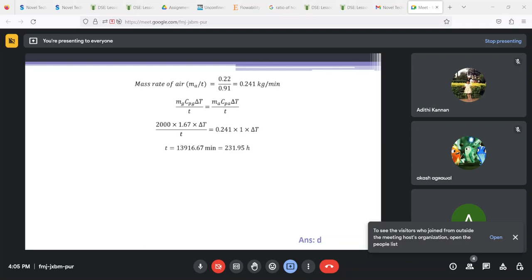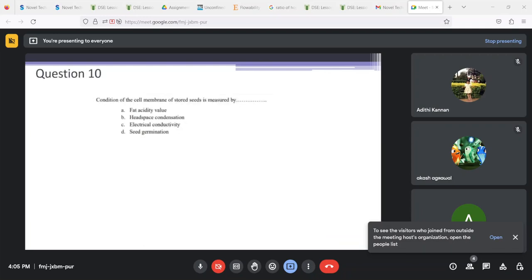Okay, so moving to the next question. Question 10. The condition of the cell membranes of the stored seeds is measured by which of the following parameters? A. Fat acidity value, B. Headspace condensation, C. Electrical conductivity, and D. Seed germination.